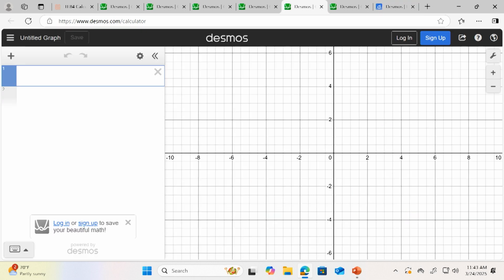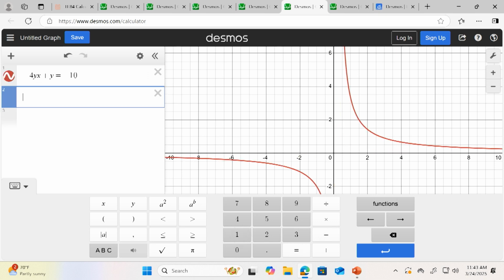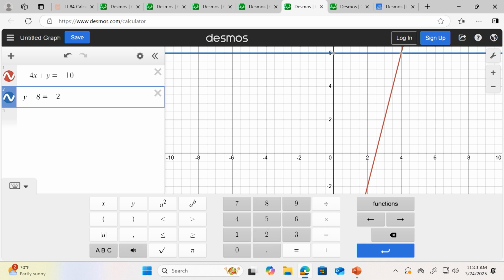So let's put these in our Desmos calculator. I've got negative 4x plus y equals negative 10. And always make sure that you plug in the correct equation. We see how I had put an extra variable in there. And then let's put in our y minus 8 equals negative 2x.